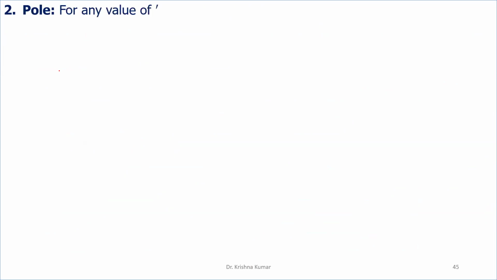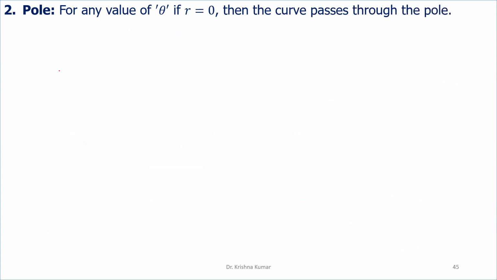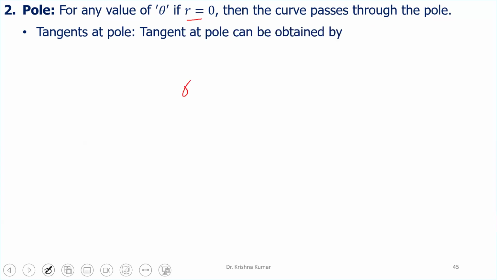The second point is the pole. We know that in a Cartesian curve we take the origin, but here the origin is called the pole. So how do we check whether the given curve passes through the pole or not? For any value of theta, if r equal to 0, then the curve passes through the pole. For example, suppose we have given r equal to a times (1 plus cos theta).